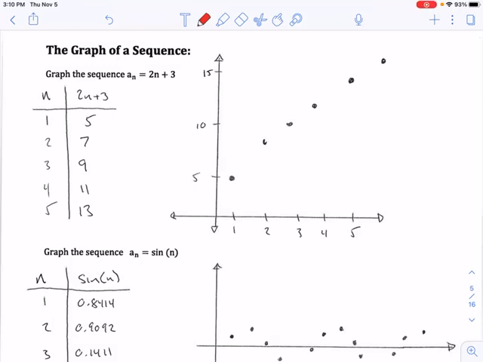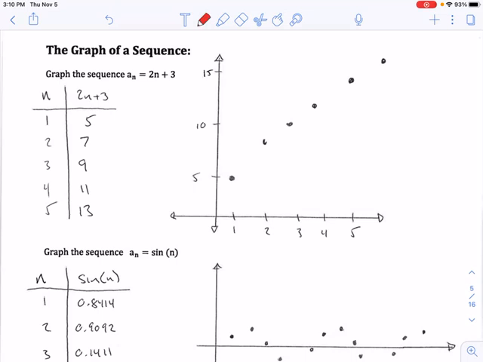In this video, we are going to start off by looking at the graph of a sequence, and then we are going to move into determining convergence of a sequence. So a sequence, as I had mentioned earlier in another video, is a function. And just like a function, we can graph a sequence. The procedure for graphing a sequence is really very similar to the procedure for graphing a function.